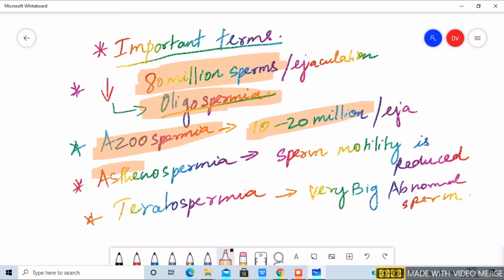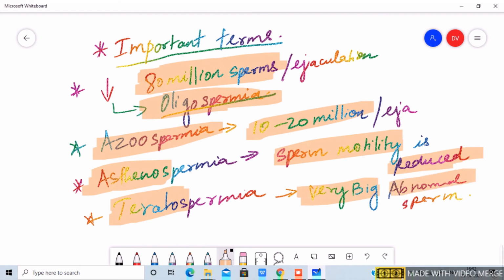And there is one condition known as asthenospermia. Asthenospermia is where the sperm motility is reduced, because of which fertilization cannot happen. And teratospermia, terato is like a monster, a very big abnormal sperm. Because of which again it will create a lot of problems with fertilization, right? So these are some of the terminologies which you guys have to look upon.